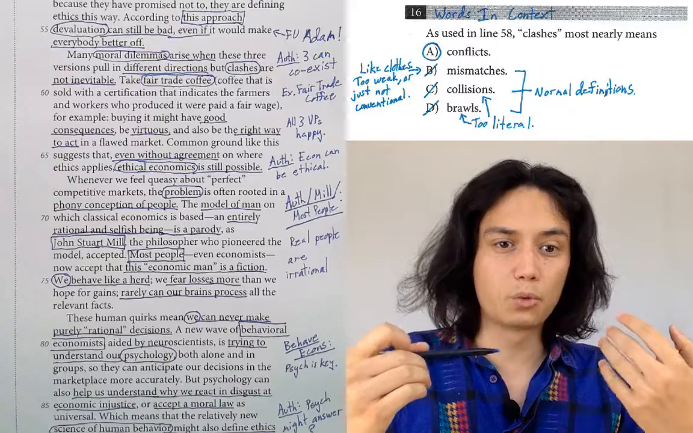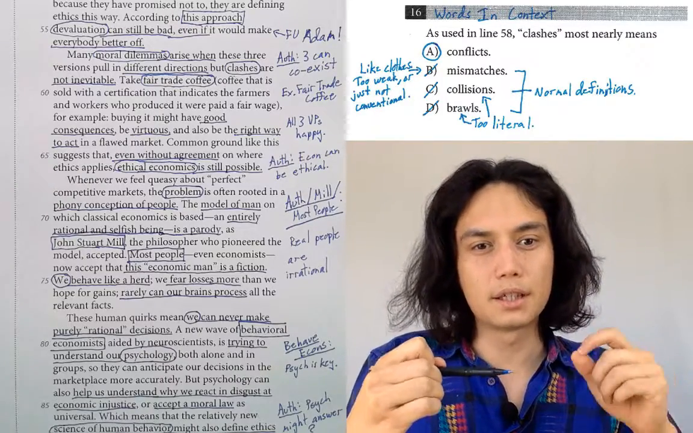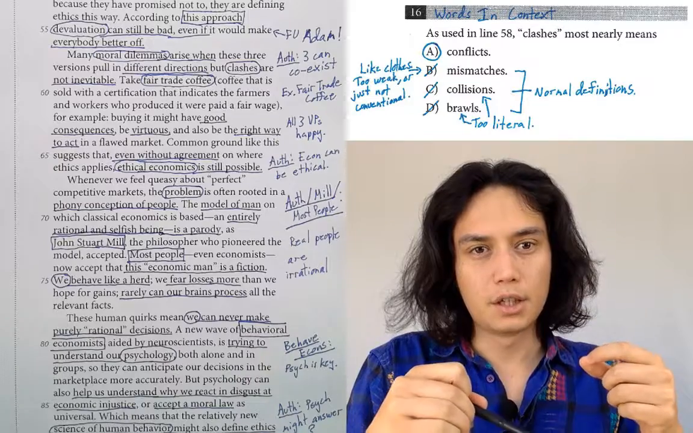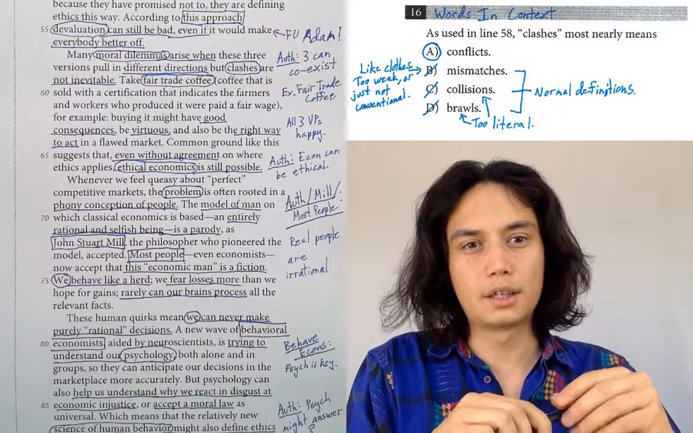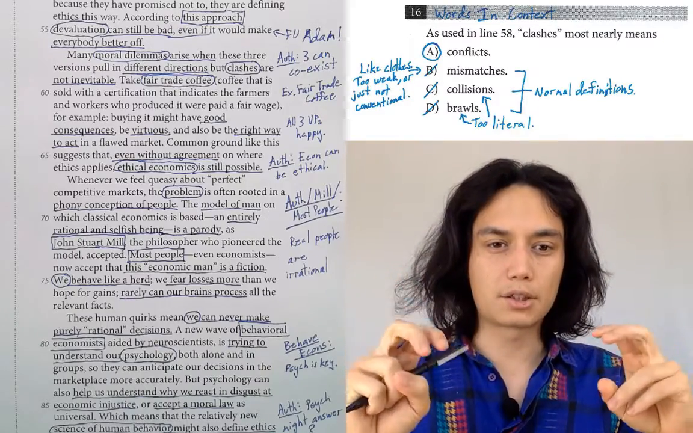Now I'm going to skip over the rightness of A. We're going to come back to it. We're going to look at the wrongness of B and C and D first. So starting with B, as used in line 58, clashes most nearly means mismatches.